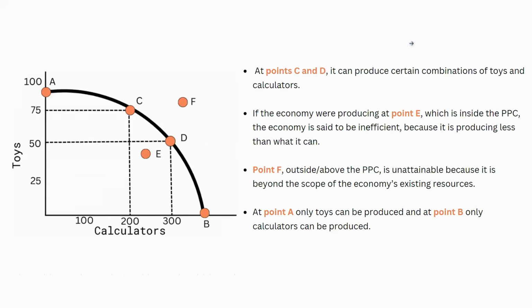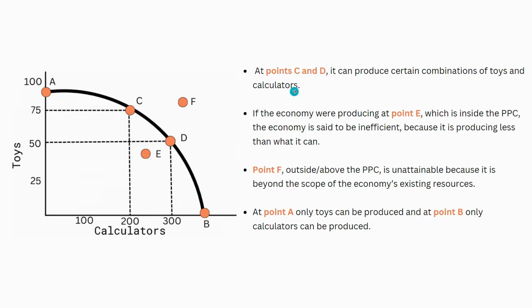Let's see this PPC. This PPC tells the different points on the PPC. So you might get a question in an MCQ exam or paper 2 which asks you about the points on a PPC. At point A here and point B, at point A, only toys can be produced, and at point B, only calculators can be produced. These are the extreme points where the other product becomes completely zero.